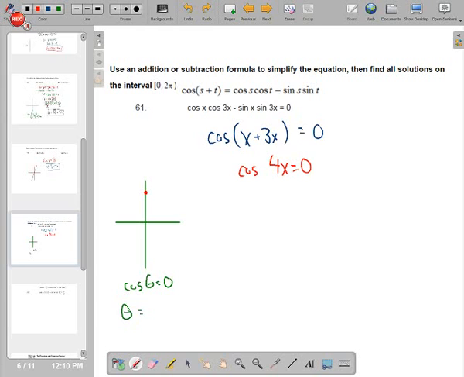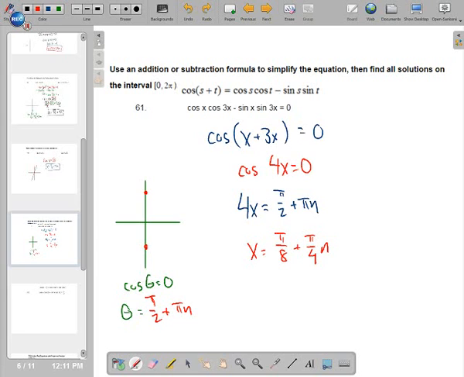What would theta be? Where is cosine 0? Cosine is 0 right here and right here, so that's pi over 2 plus pi n. That's when cosine is 0. I know where cosine is 0, but I don't know when 4x is going to equal theta. So I'll just set those two things equal: 4x is this angle. Then I can divide everything by 4, and you're going to have pi over 8 plus pi over 4 n.